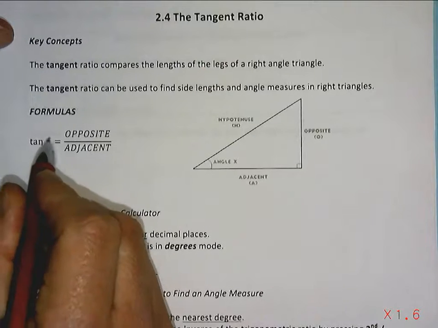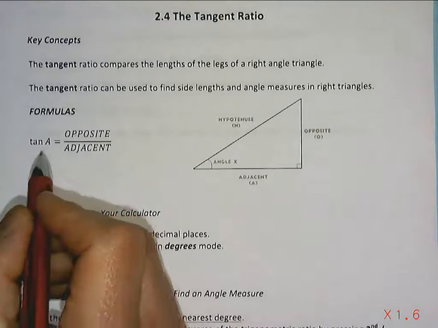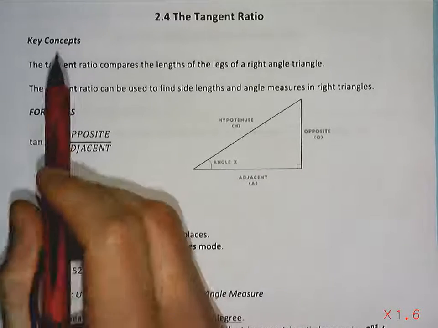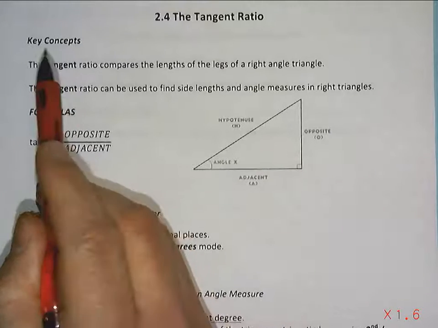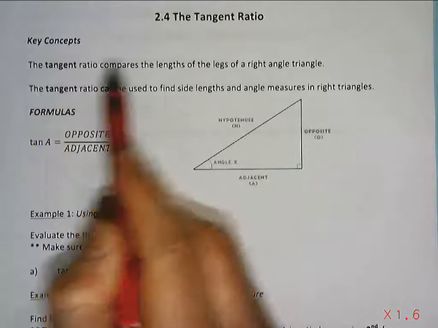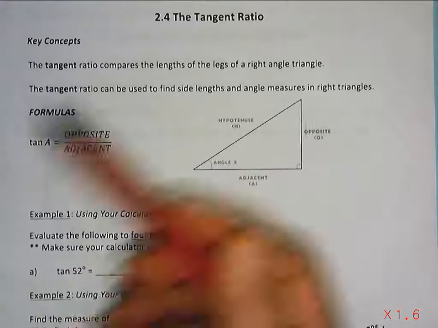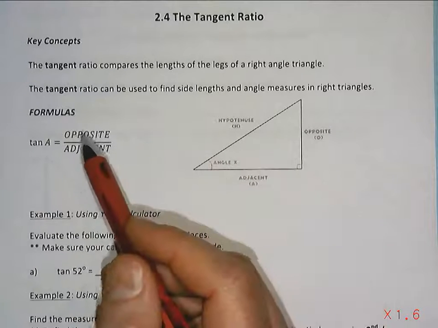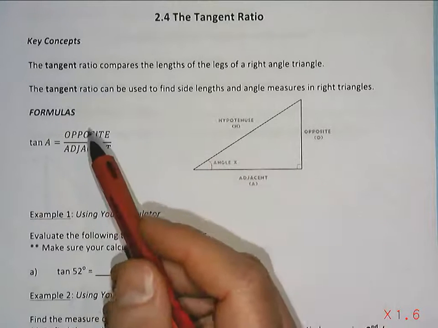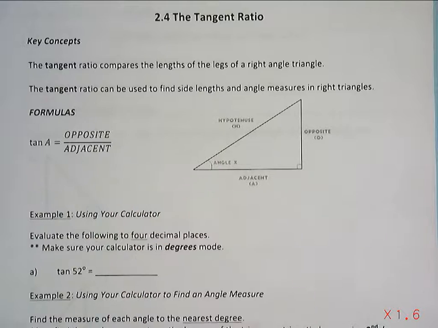And remember, this A was going to represent the angle that we're talking about. So our key concept here is that the tangent ratio compares the lengths of the legs of a right triangle, just like the sine ratio did and the cosine ratio did. The only difference is we're going to be using different lengths to make that ratio.